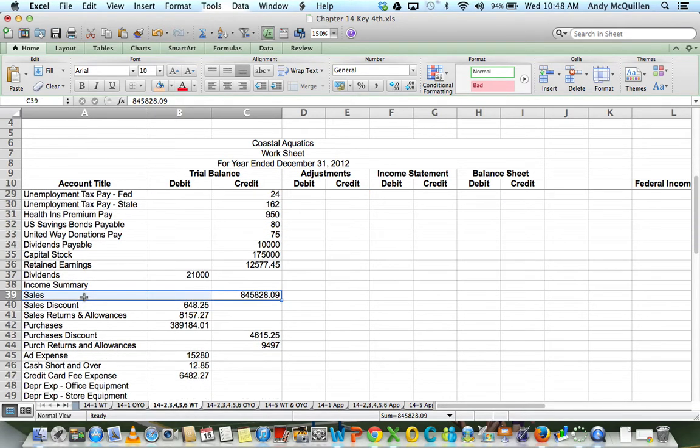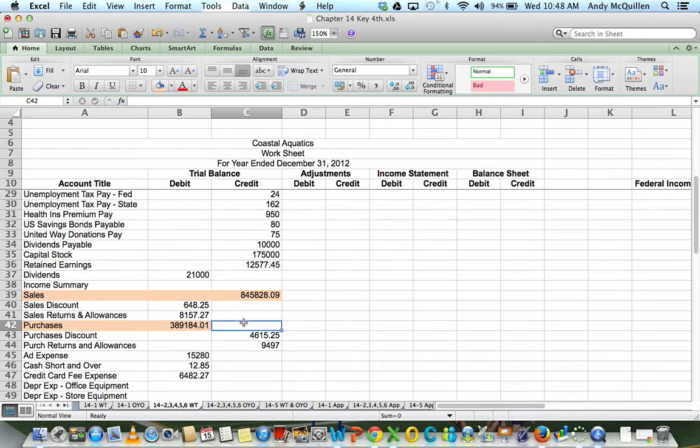Sales is a balance of $845,828.09, and purchases is a balance of $389,184.01. Now, just a couple notes on this.